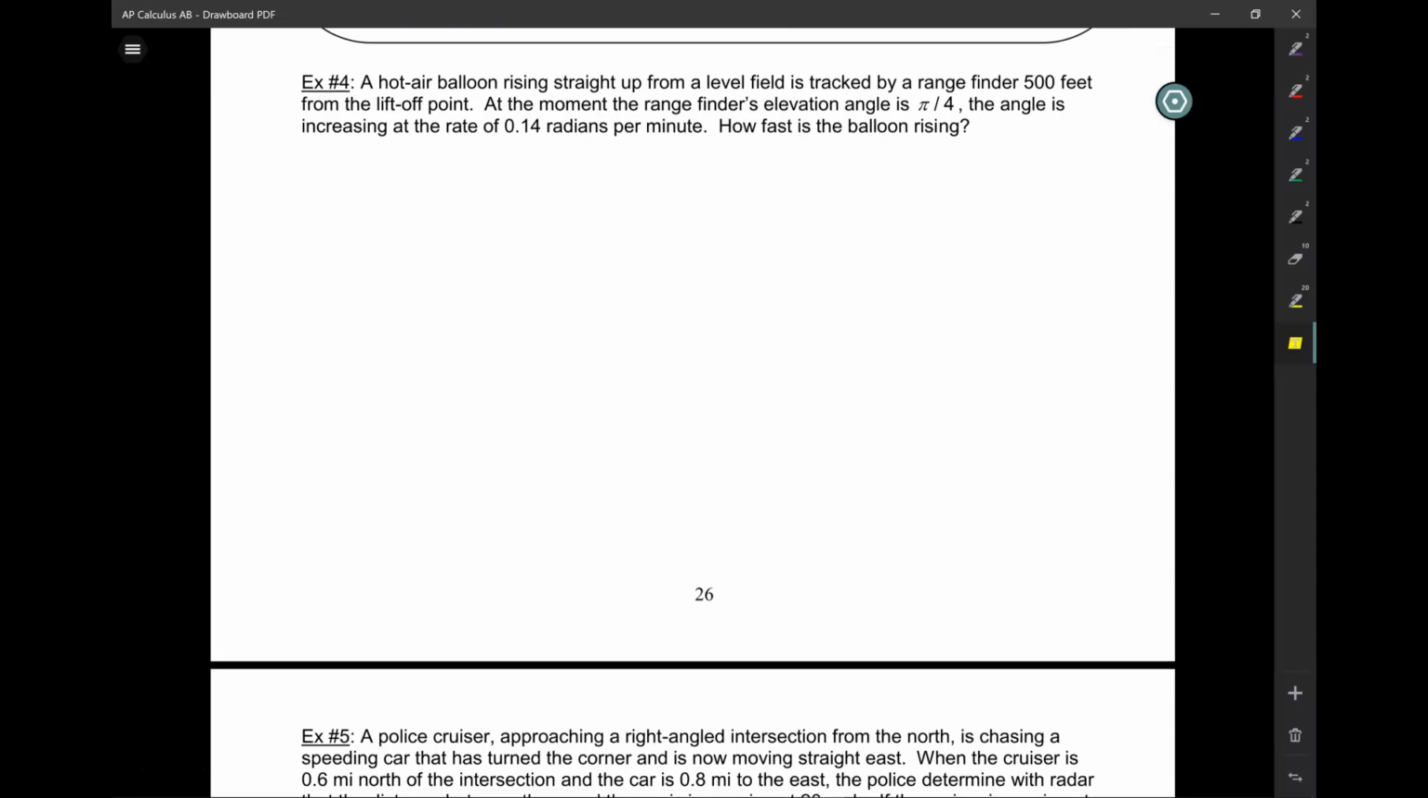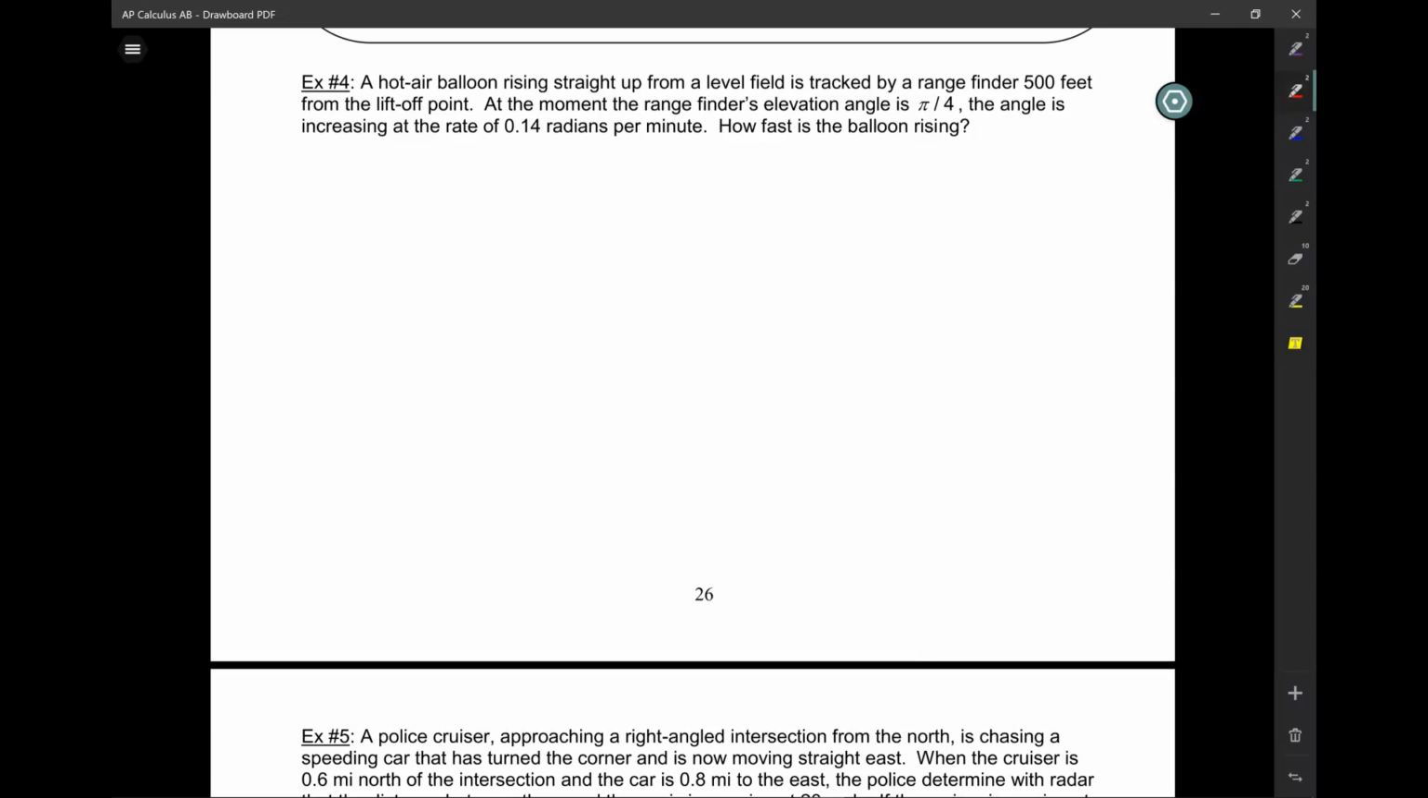A hot air balloon rising straight up from a level field is tracked by a rangefinder 500 feet from the liftoff point. At the moment the rangefinder's elevation angle is pi over 4, the angle is increasing at a rate of 0.14 radians per minute. How fast is the balloon rising? This is a related rates problem. Two things are changing. You have the rate of one, you need to find the rate of the other. All right, so let's color code, highlight, whatever, okay?